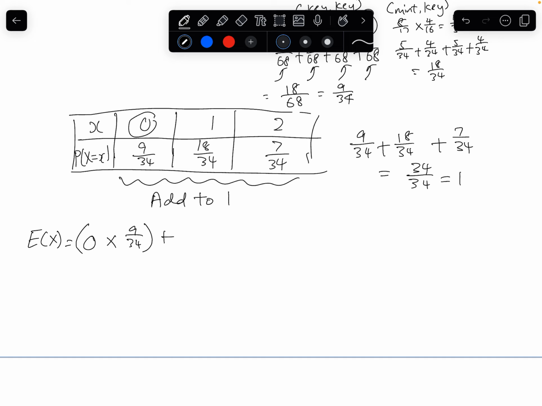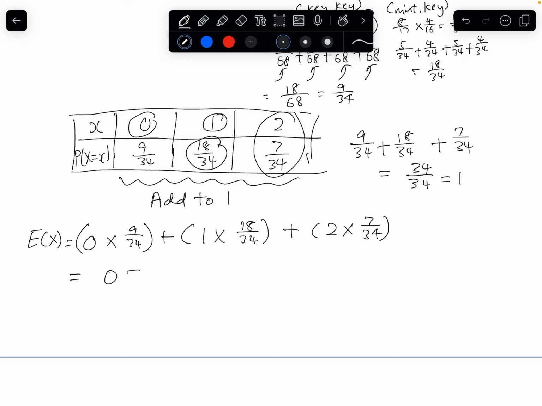Then I'll take 1, which is the next discrete variable, which is 1 mint that could also be taken out from the handbag. The probability is actually 18 out of 34. So I'll take 1 times 18 out of 34. And finally, I'll do the same thing for these two numbers here. I'll take 2 and multiply this by 7 over 34. So if I add everything up together, that's actually going to give me 32 over 34, which is essentially 16 over 17.